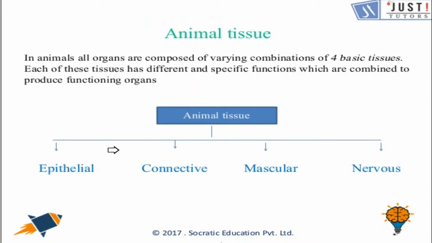So if we talk about animal tissue, these are the tissues which are present only in animals. In animals, all organs are composed of varying combinations of these four basic tissues. So basically you can divide animal tissues into these four types. The first one is epithelial, the second one is connective, then muscular and nervous. Let's discuss them in detail. So let's begin with the first one, which is epithelial.